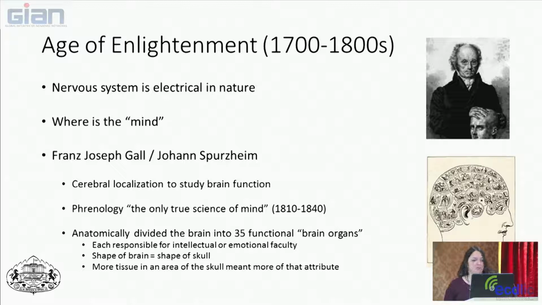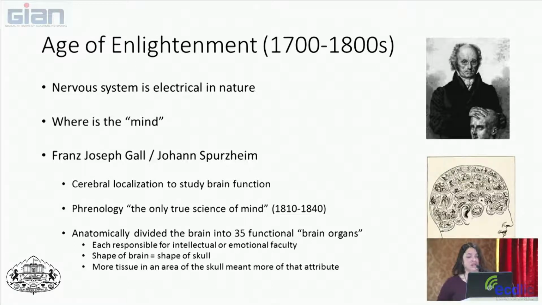And there was a man named Franz Joseph Gall and a student of his that got into this field called phrenology. I don't know if any of you have ever heard of it before, but it was very interesting to me because they were the first ones that tried to localize brain function to the structure underneath of the brain. So they anatomically divided the brain into 35 functional brain organs. And if you can see here, they actually parcellated the brain up into these 35 different sections. And they said that each section was responsible for some sort of intellectual or emotional faculty that a person had, a part of their personality or some trait that they could attribute to each of these sections.